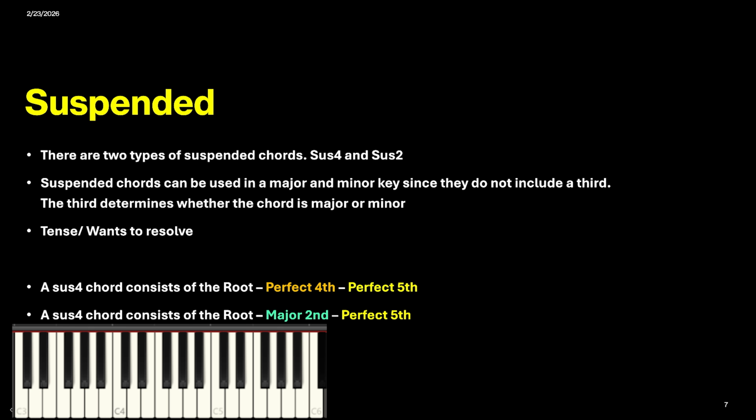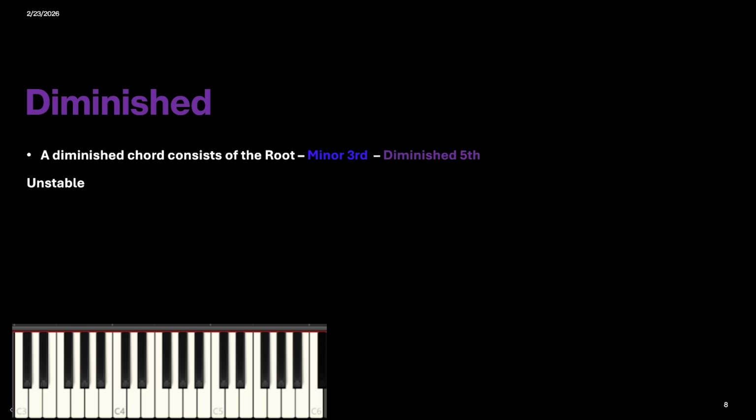So sus chords consist of the root. A sus4 chord consists of root, perfect fourth, and perfect fifth. And then the sus2 chord consists of the, let me just fix that here because it says sus4 chord. Sus2 chord consists of the root, major second, and perfect fifth. So that's sus chords. And a diminished chord consists of the root, minor third, and diminished fifth.